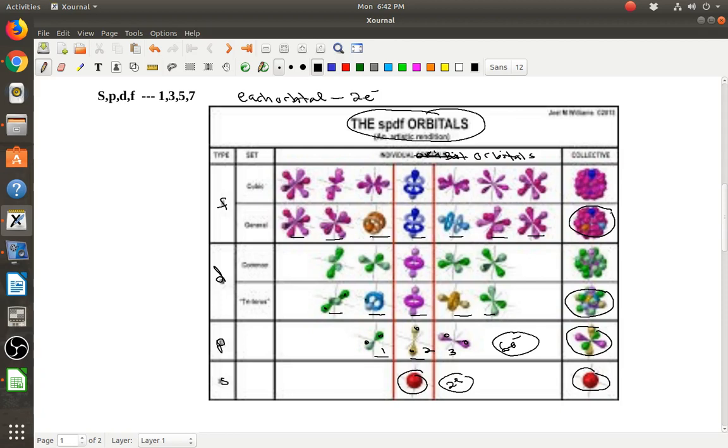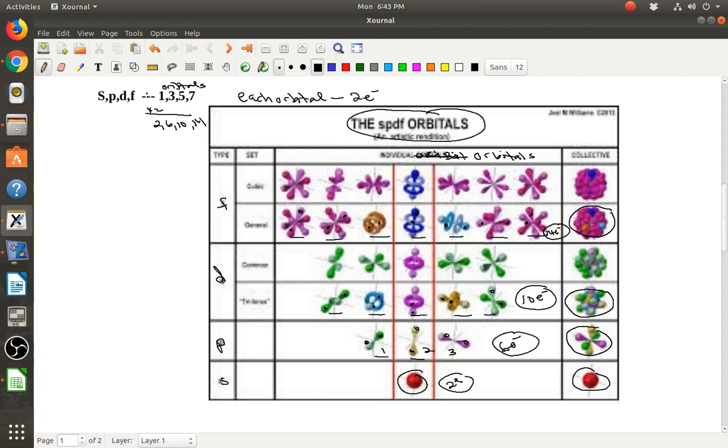The D sublevel can hold 2, 4, 6, 8, 10 electrons. 10 electrons could be in the D sublevel, and it's 5 orbitals. And the F sublevel could hold 2, 4, 6, 8, 10, 12, 14 electrons. So SPDF, this is how many orbitals each sublevel has, and then times 2 is how many electrons. So that would be 2, 6, 10, and 14 electrons in those sublevels. It's important for you to get those numbers correct.